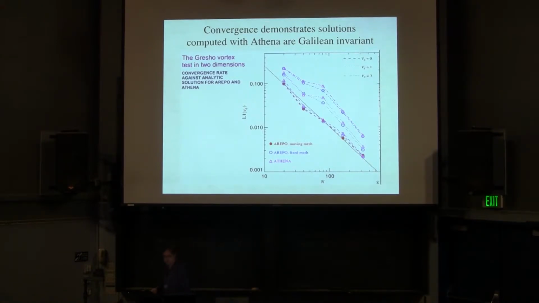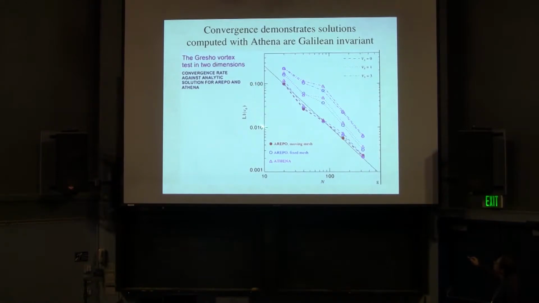Now, if you then repeat this test and you boost it into a frame moving at the sound speed or 3 times the sound speed, then you find that for the moving mesh version of AREPO, the errors don't change. But for the fixed mesh version and for Athena, which of course has a fixed mesh, then for any given resolution, the error increases in proportion to how fast you're moving it. But then it continues to converge in that frame at the same rate, second order. So at any given resolution, the error goes up, but it continues to converge at second order.